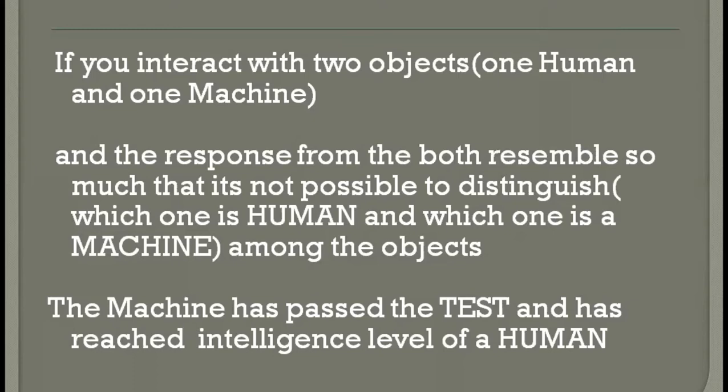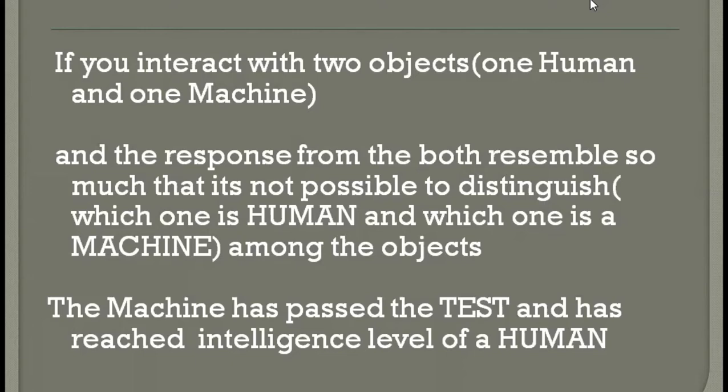Now, what do you mean by interact? It means you exchange messages with them, or interact by signs, or by messages, or whatever kind of interaction you would like to have. Then, one of them is a machine, but you're not aware which one is the machine and which one is the human. If the responses from both resemble each other so much that it's not possible to distinguish which one is the machine and which one is the human, then we say that the machine has passed the test. What kind of test? The test is that the machine has reached the intelligence level of the human. So this is the Turing test.